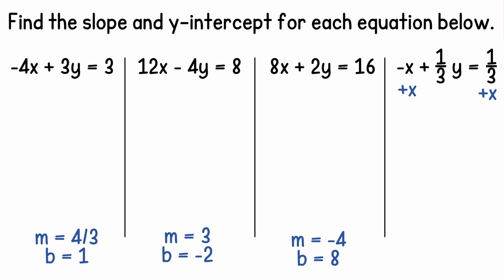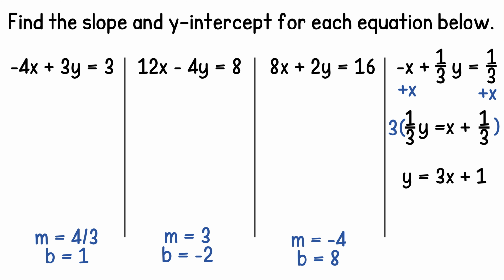We'll start by adding x to both sides, and we'll get 1/3 y is equal to x plus 1/3. Now we need to get rid of the coefficient with y to isolate it. When we have a fraction, we're going to multiply by its reciprocal to remove it. Since the reciprocal of 1/3 is 3 over 1, or just 3, we're going to multiply both sides of the equation by 3. This will give us y is equal to 3x plus 1. So our slope is 3 and our y-intercept is 1.